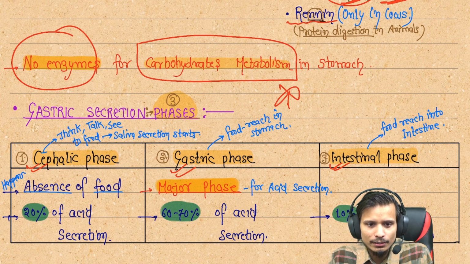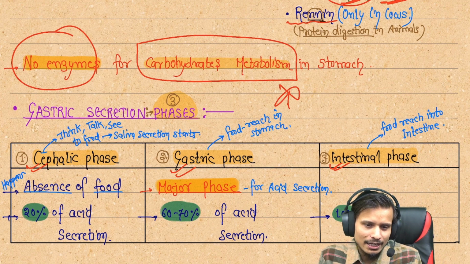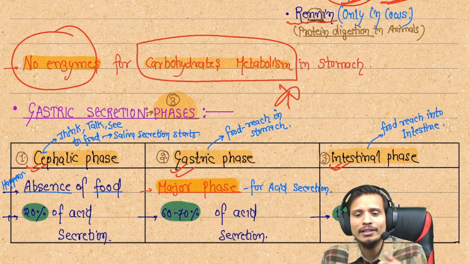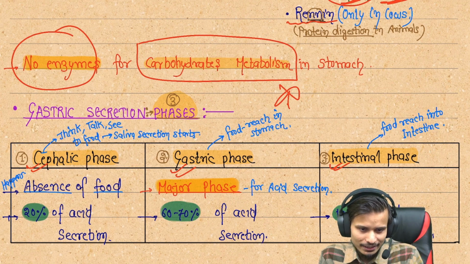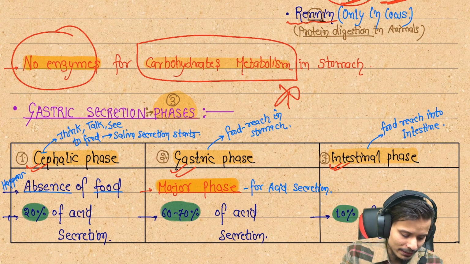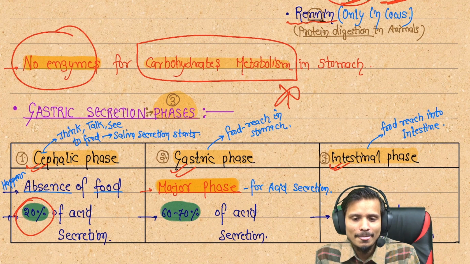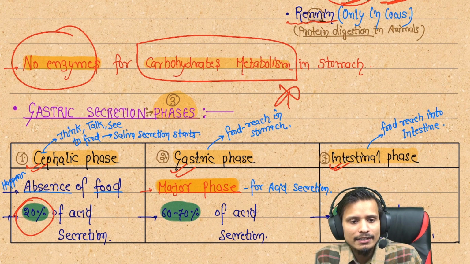Just by thinking and talking about this, it leads to the secretion of saliva, and at that time food is absent in our mouth. We are just thinking, just talking; the food is not present in our mouth. And during this time, 20% of the total gastric secretion is happening. Just thinking, talking, or listening about food, 20% of gastric secretion happens at that time.